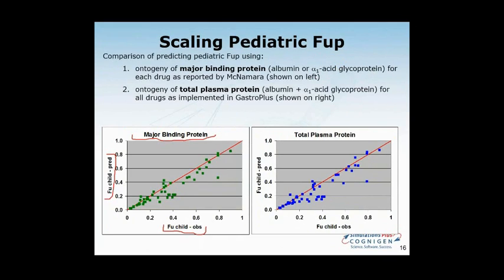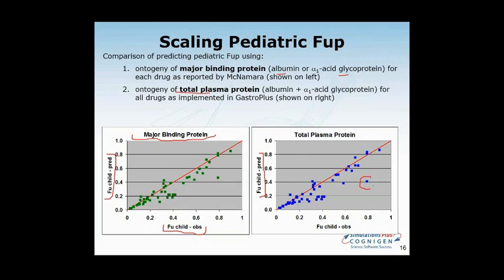And this is the performance of the scaling based on the major binding protein. So for each compound, distinguishing whether it's binding to albumin or AAG, and scaling using ontogeny of that protein. On the right, you see the scaling based on the implementation in GastroPlus, where we are looking at the total plasma protein. And you can see that there isn't much of a difference in the performance.